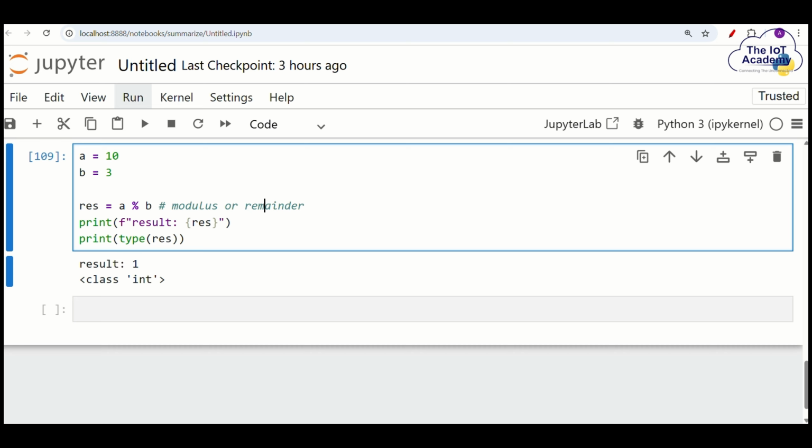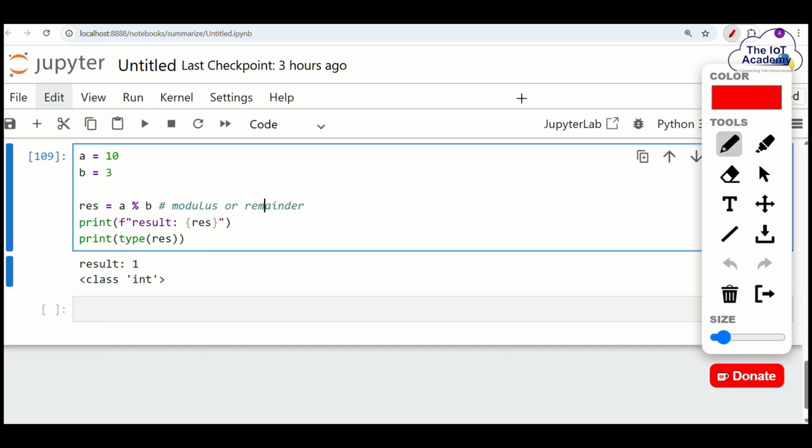Okay, so again, let me give you a quick rundown of what's happening. Let me just come over here, click on this. So let's say you have 10 divided by 3. So 3 goes into 10 three times, right? And the answer is 9. And then the remainder is 1. So this is your remainder right there. That's where this one comes from. Okay, next.